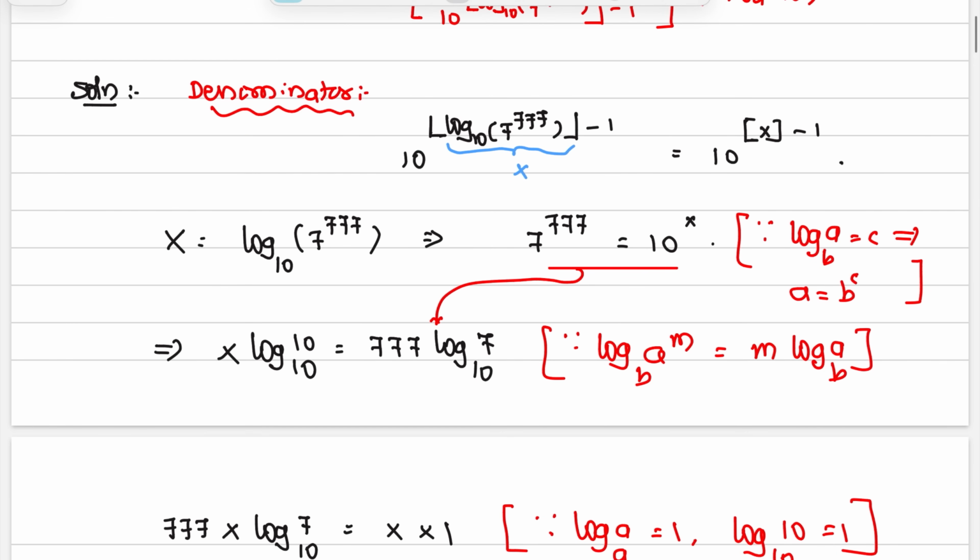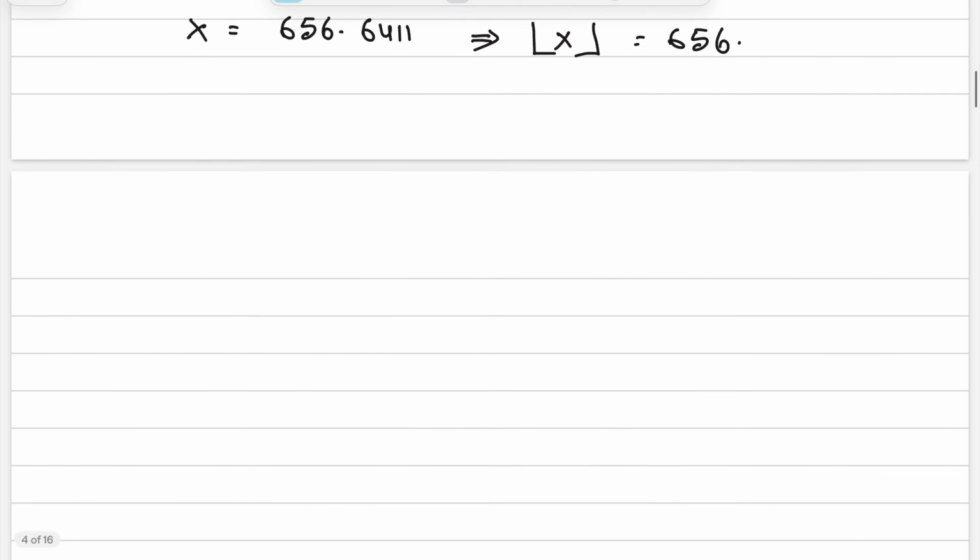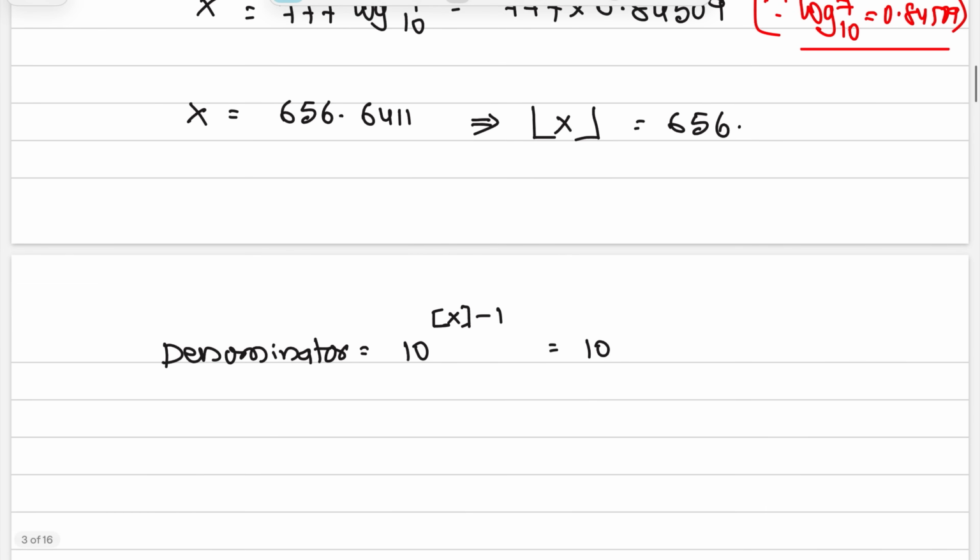Here the problem involves the floor function. What is the denominator? Hence, denominator is equal to 10 to the power of floor function x minus 1. That is 10 to the power of, what is the floor function? 656 minus 1. That is equal to 655.